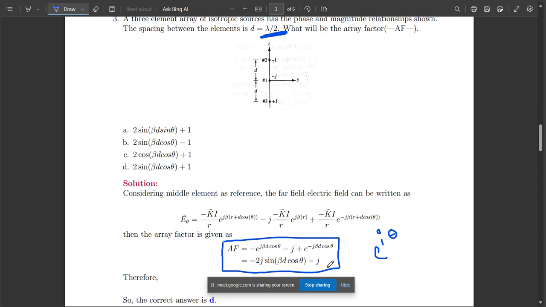Now you have to find the magnitude of the array factor. You have to find the magnitude of this term. Will you be able to find the magnitude of this term? And that will be your answer. So try to find the magnitude of this term. I'm giving you 1 minute.